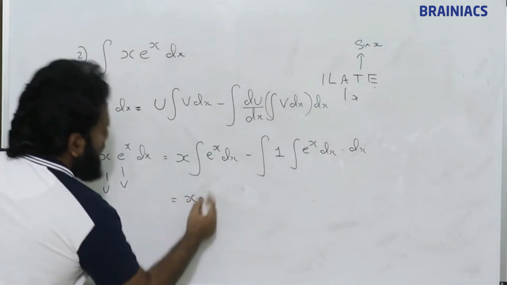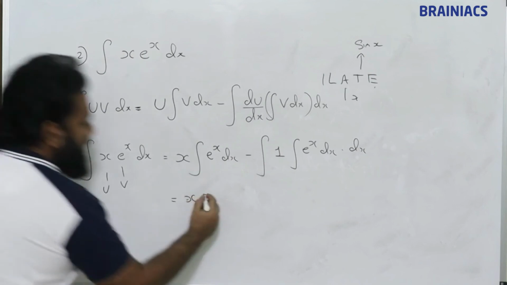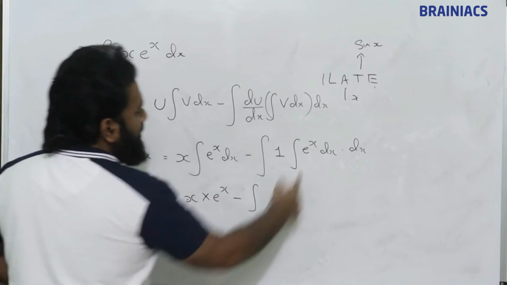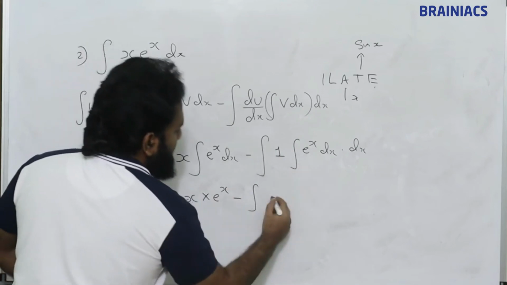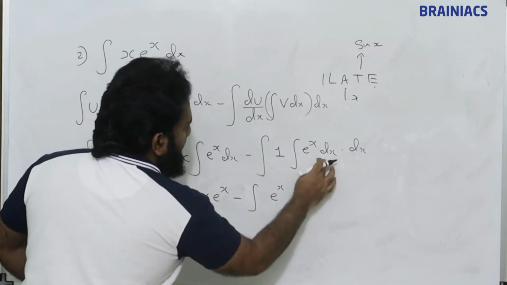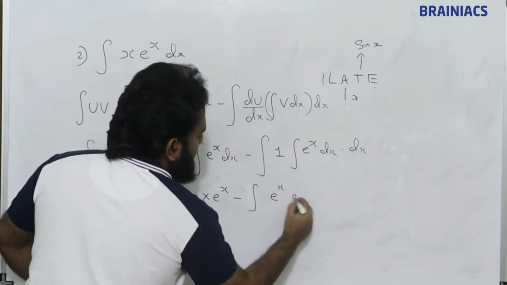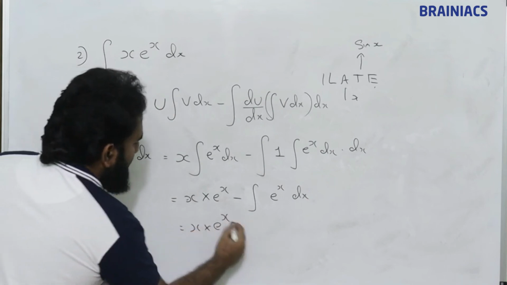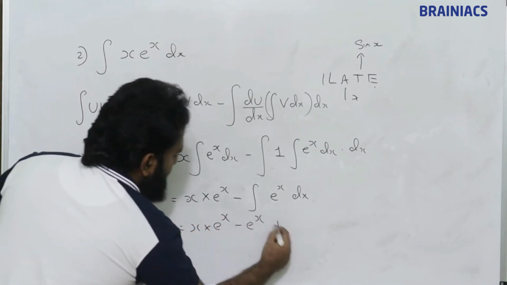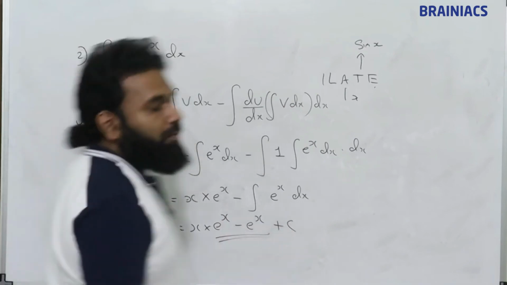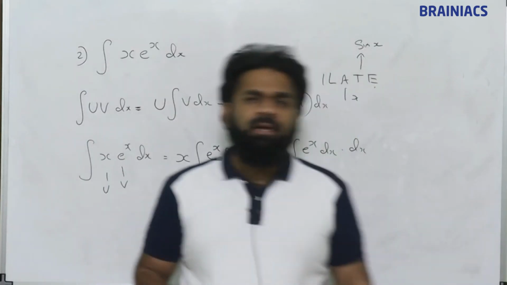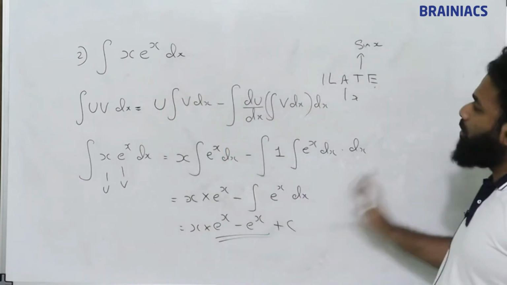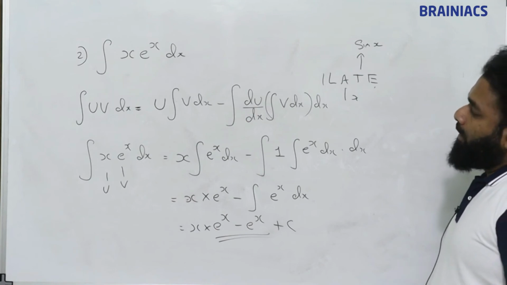So x times the integration of e raised to x, which is e raised to x itself, minus integral of the integration of e raised to x, which is e raised to x itself, and this dx we write here. So what do we get? x e raised to x minus e raised to x plus c. This is how we need to integrate. Basic understanding is enough. You need not worry about doing all this, just do some practice and you will be comfortable. Clear?